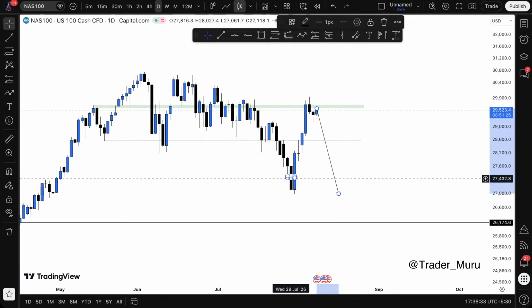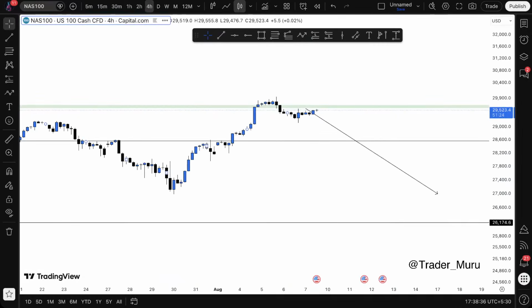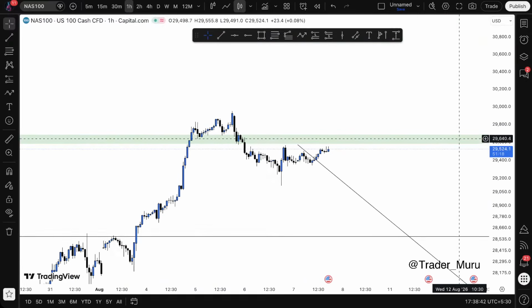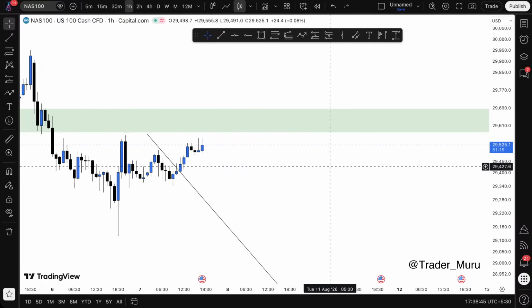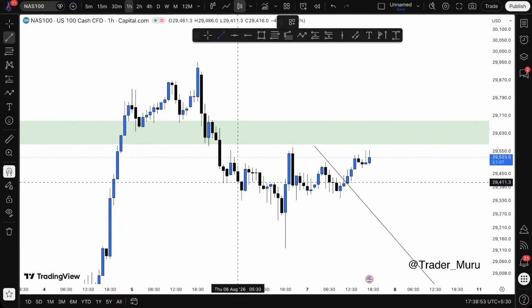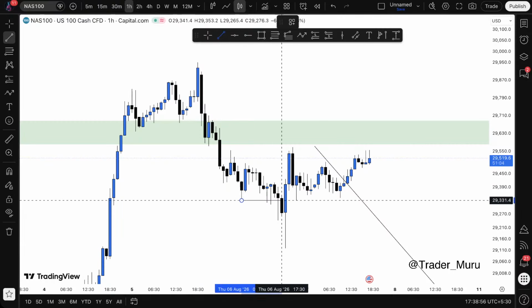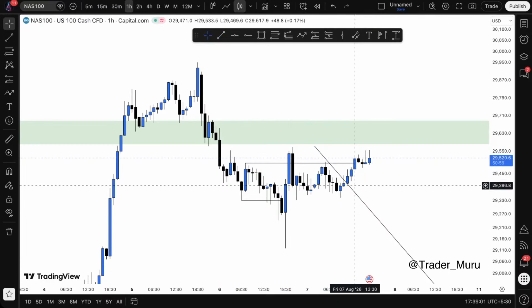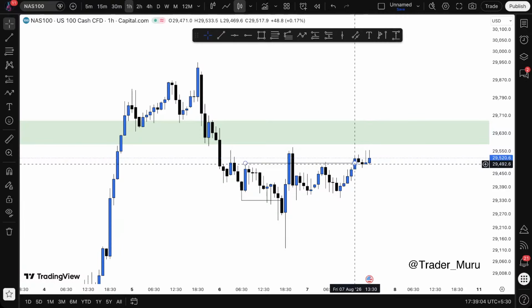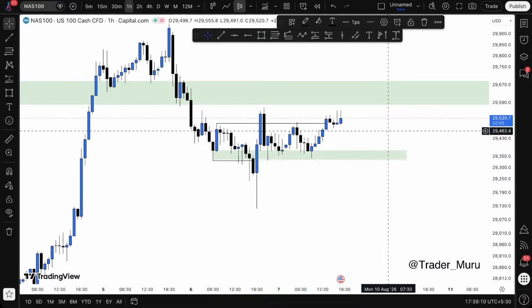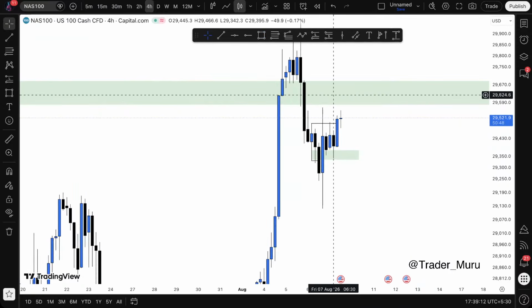What will be your confirmation? A 4-hour or 1-hour time frame change of character. In the 1-hour time frame, we already have a change of character here, then a breakout structure, one more breakout structure. This is the last bearish breakout structure, and price is continuously ranging here. From here it is bullish again, 2 candle closing above. This is QML, and this is our daily time frame area.